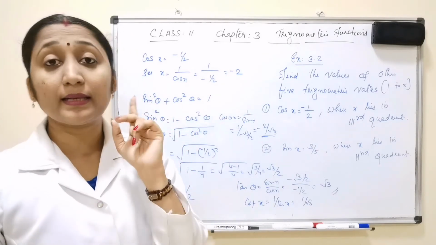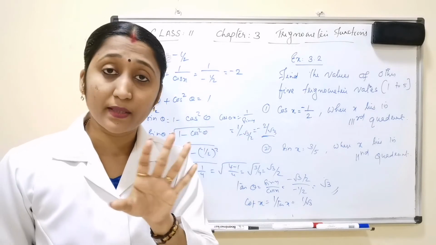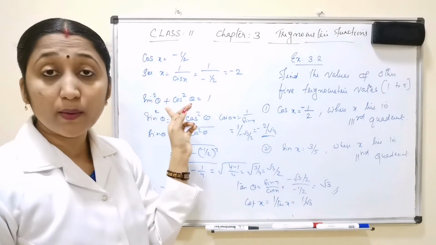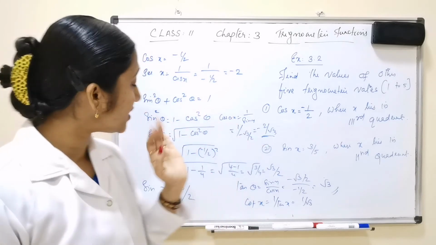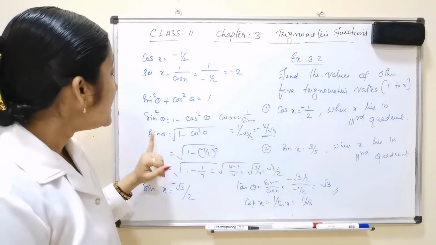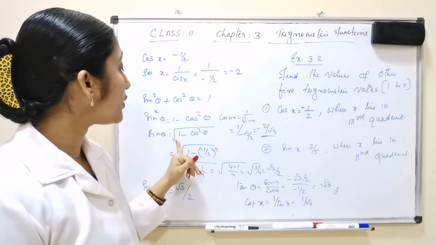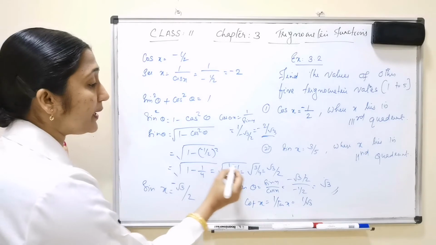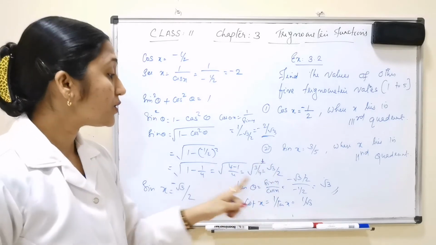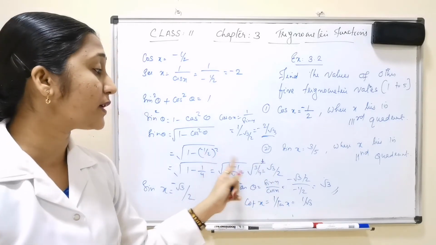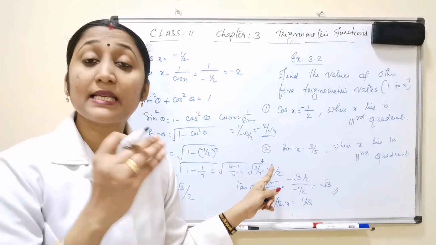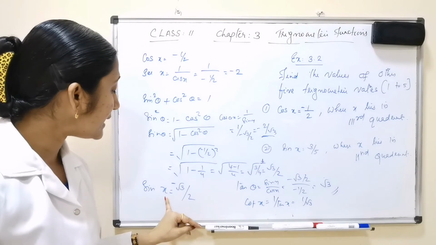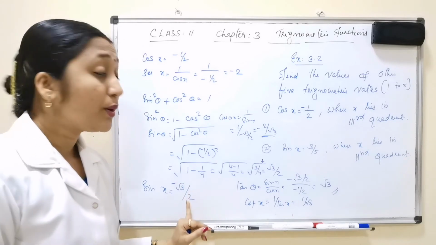Next we want to find the sine. Once we have sine and cos, it is easy to find the other functions. Based on the trigonometric identity, sine square x plus cos square x equal to 1, so sine x equals the square root of 1 minus cos square x. Here the square root gives plus or minus. We substitute minus 1 by 2 whole square. Since it is in the third quadrant, the sign will be negative. That is why sin x equal to minus root 3 by 2.